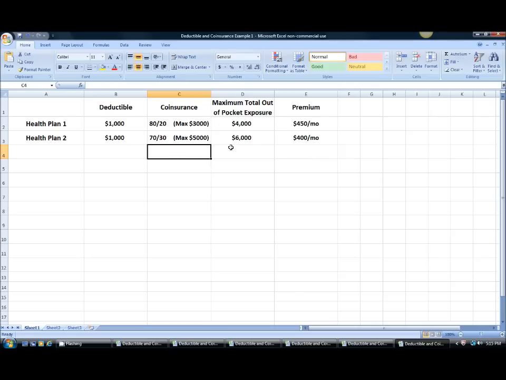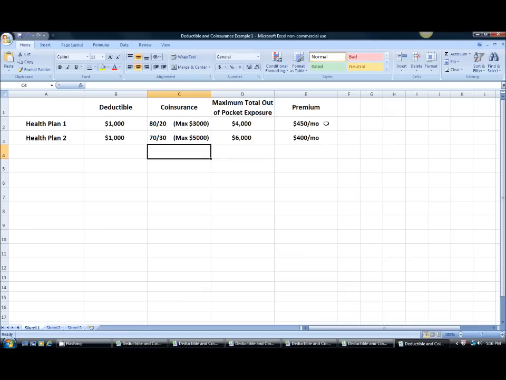The other example here is the 70-30 example. The maximum for coinsurance is $5,000 plus the $1,000 equals $6,000. So this is the most out of pocket you could have in any given year for services covered by the deductible and coinsurance. And then here's a common premium, $450 a month. Of course, the premium is based on your age, your tobacco status, your sex, where you live in the world, etc. So these are just generic examples. Do not take this to mean anything specific.